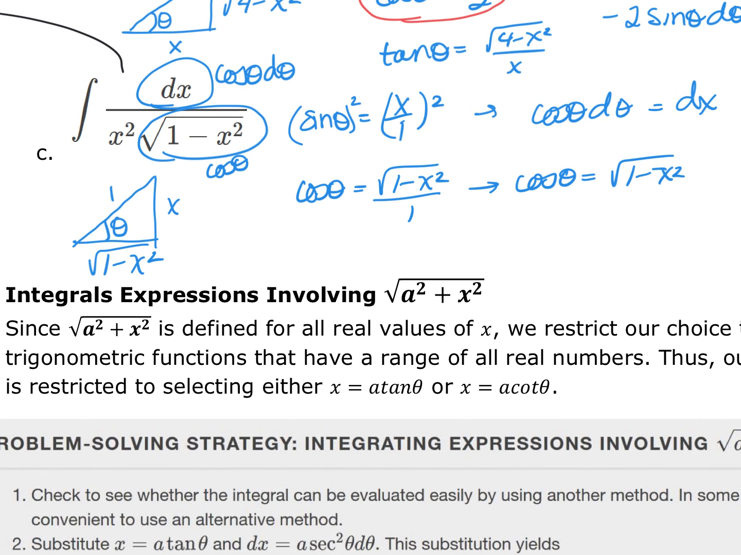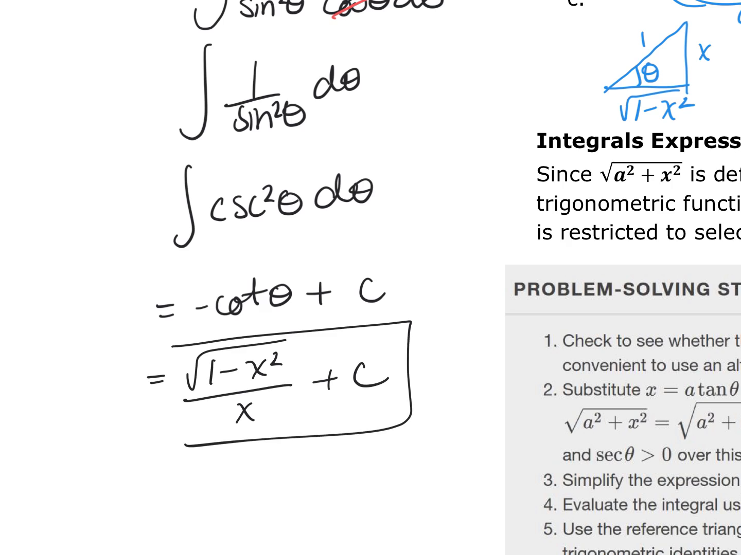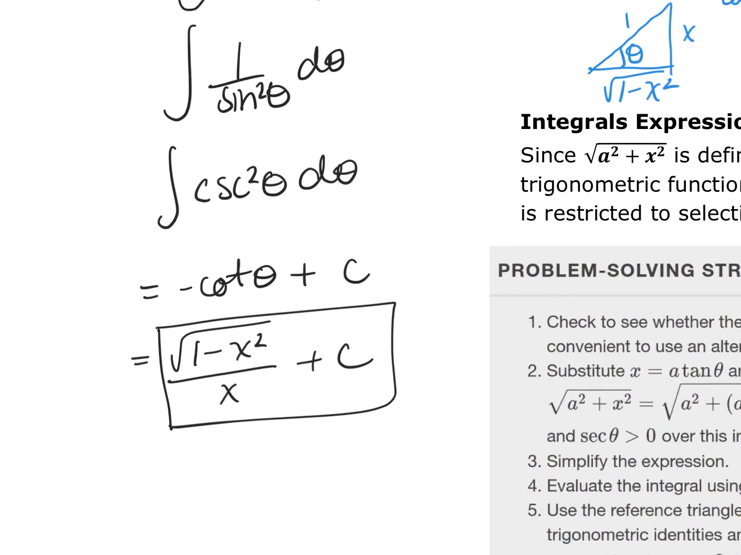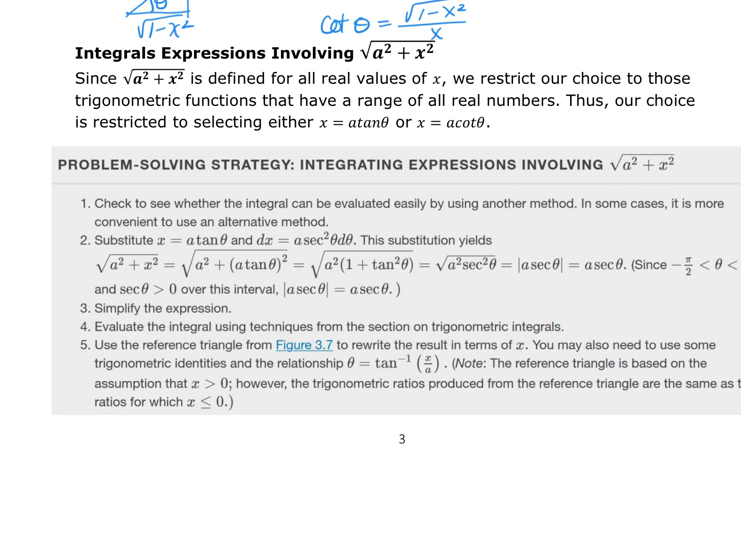I know that the cotangent of theta is going to be the square root of 1 minus x squared over x, because that would be the equivalent of my x value over my y value, which is x. So now I have that replacement. So then this just becomes the square root of 1 minus x squared over x plus c, and that is my final answer.